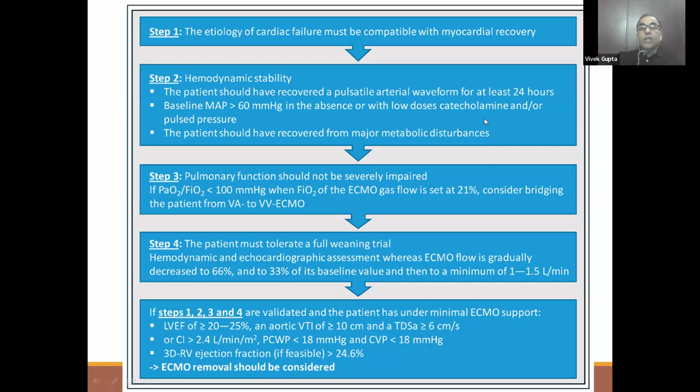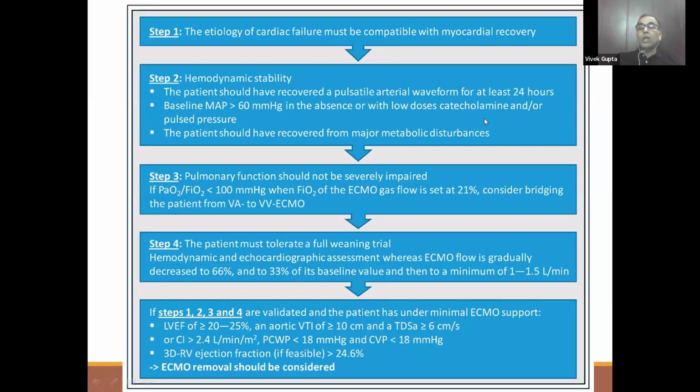Then, once the patient has tolerated the complete weaning trial, how do we wean the VA? Here, what we do is keep reducing the flow and bring it down to the ideal flow, which is around 1 to 1.5 liters per minute. We can do this over hours, while in VV ECMO, we were doing it over days. You can do this weaning over 3, 4, or 6 hours, depending upon the patient's condition.